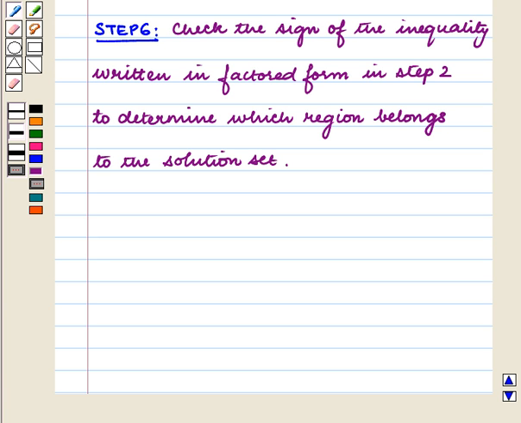Next step is to check the sign of the inequality written in factored form in step 2 to determine which region belongs to the solution set. In step 2, we obtained x plus 1 into x minus 2 into x plus 2 greater than or equal to 0. Now we check the sign of the LHS of the inequality for each region by choosing any point in the region.